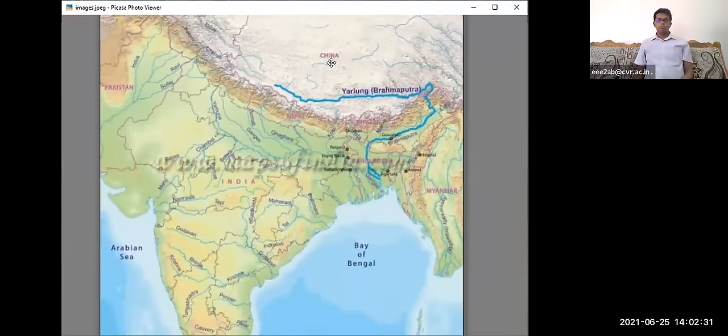So next, the third longest river. Which is the third longest river?